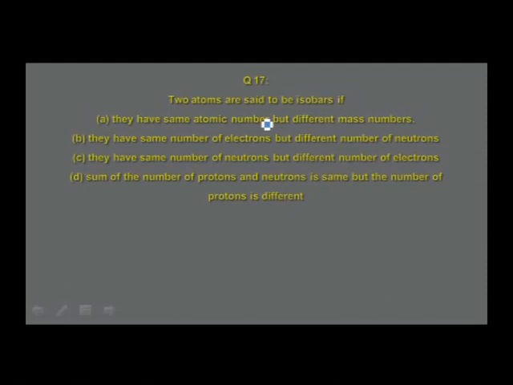Two atoms are said to be isobars if they have same atomic number but different mass numbers. They have same number of electrons but different number of neutrons. They have same number of neutrons but different number of electrons. Sum of the number of protons and neutrons is same, but the number of protons is different.